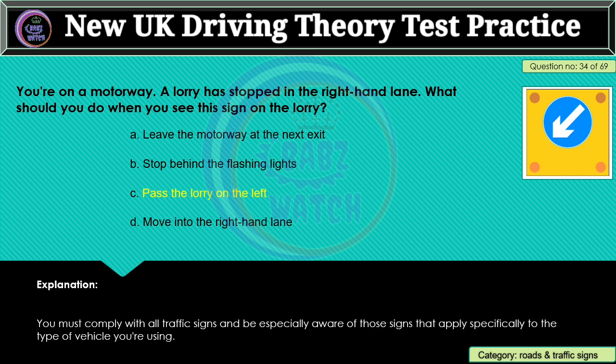Pass the lorry on the left. Explanation. Sometimes work is carried out on the motorway without closing the lanes. When this happens, signs are mounted on the back of lorries to warn other road users of the roadworks ahead.